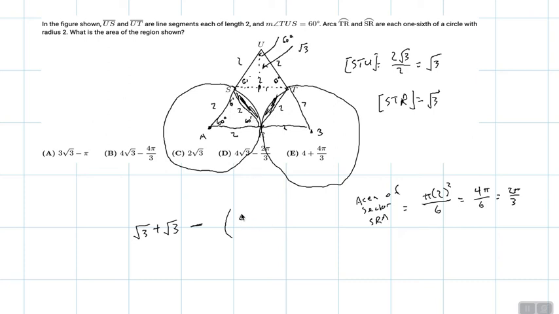So we want to subtract 2 pi over 3, and again, we're just finding the area of that shaded region. It's 2 pi over 3 minus the area of this equilateral triangle, so minus root 3. And we want to subtract that twice. We want to subtract both of these regions, so we're subtracting that twice. So again, this area that we're subtracting is the areas of the shaded region up there.